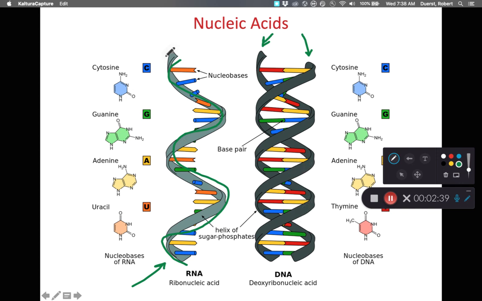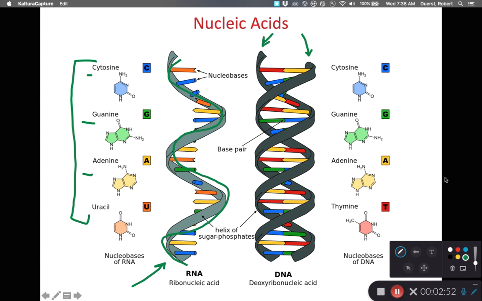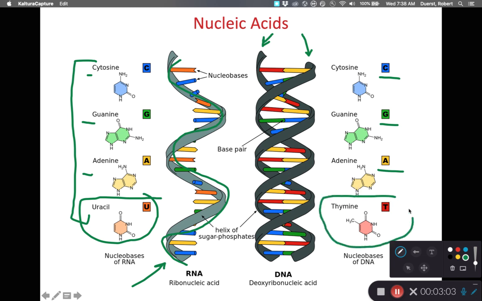Now, within our nucleotides, or our nucleic acids, DNA and RNA, we have four base units. These are cytosine, guanine, and adenine, and those are present in both DNA and RNA. However, in RNA, we have uracil, and in DNA, we have thymine, T. And this is something that a lot of students get mixed up between the two. Uracil is RNA only, thymine is DNA only.